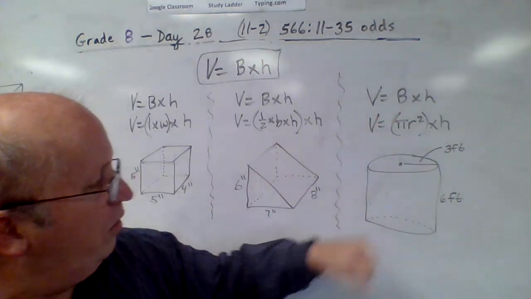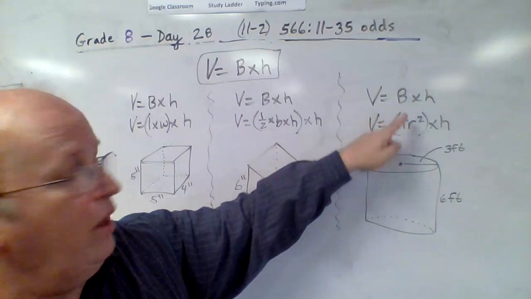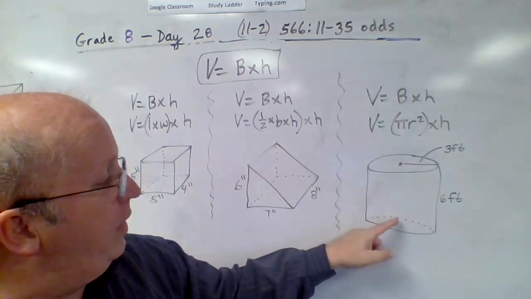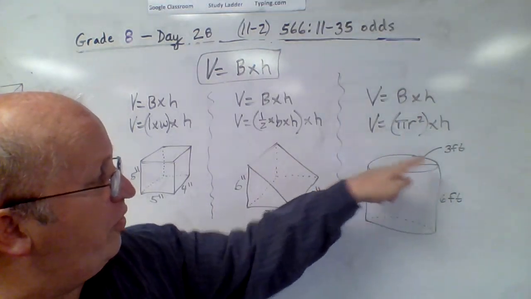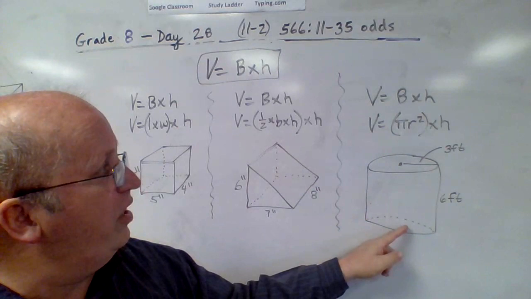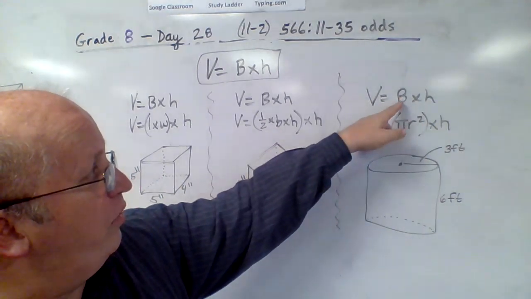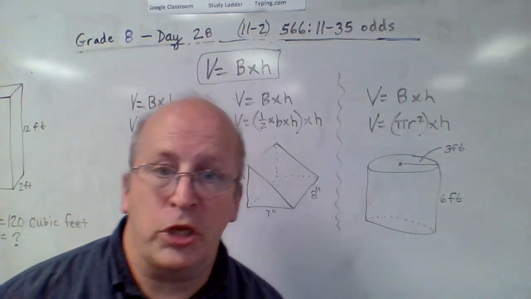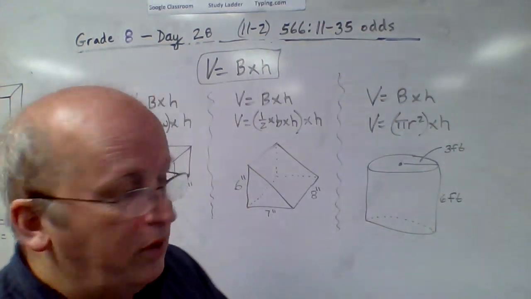Now look over here. For a cylinder, the capital B, the area of the base, becomes, see that, pi r squared. Why? Because in this case, the bases of a cylinder are the circles that we see here. And so volume becomes pi r squared, area of the base, times the height of this particular shape. So let's see how this works out. You might have to pull out a calculator for this.